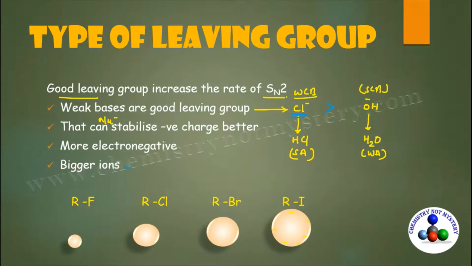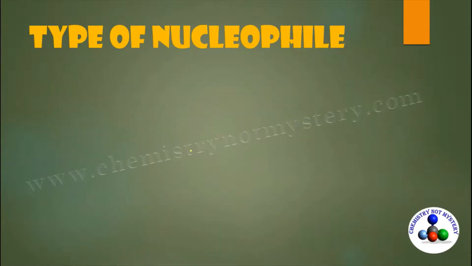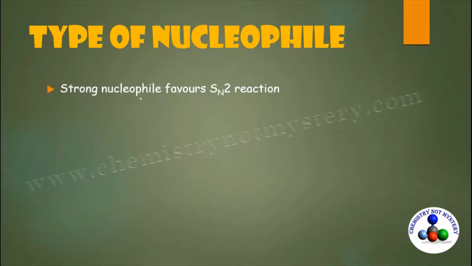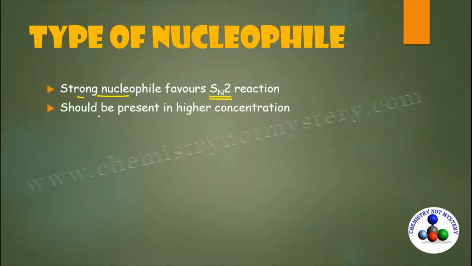Being bigger in size, it can disperse negative charge over a large volume. So that's why iodide is a better leaving group as compared to fluoride. Now come to the type of nucleophile. Nucleophile plays a very important role in the SN2 reaction mechanism, and strong nucleophiles favor SN2 reactions. It should be present in higher concentration.